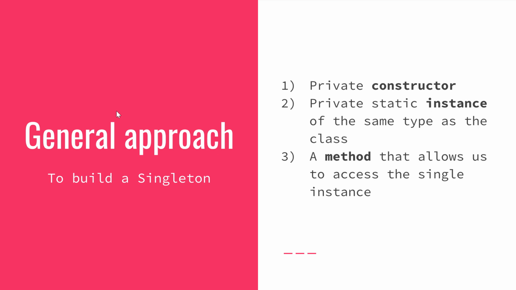The second thing that we'll need is a static instance of the same type as the class. This variable basically will contain the single instance of that class that we will then share across our app. And finally, we will need a method that allows us to access that single instance. And obviously, it will be a static method. Okay, now this is a general approach, but like I said before, there are many ways to design a singleton based on what you need.